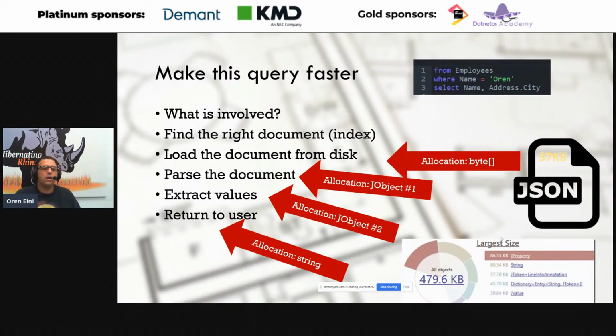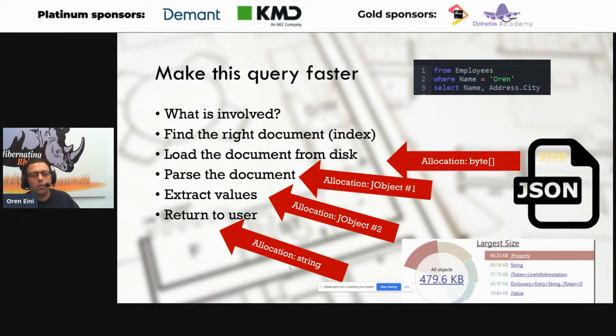So let's look at one of the first major things that we realized. I have this query and I want to execute that. So I have an index, I need to find it, then I have to load it from the disk. I'm loading that into a byte array. I parse the document into a J object. I extract those values to another J object, serialize it to a string, allocation, allocation, allocation, allocation.